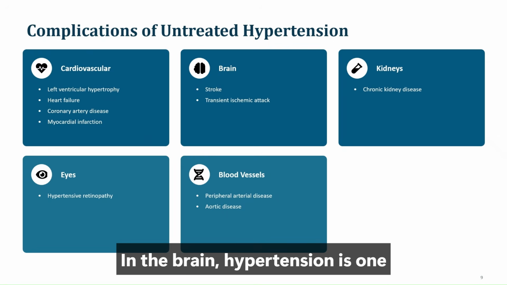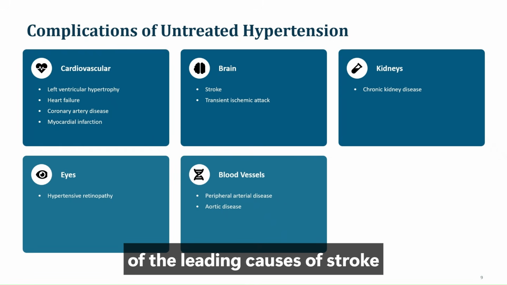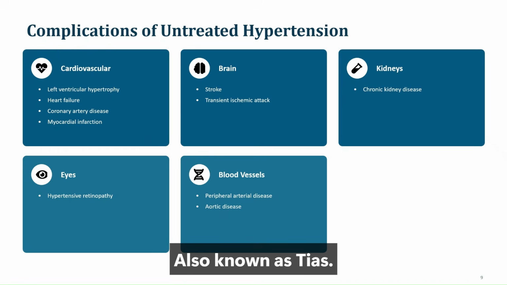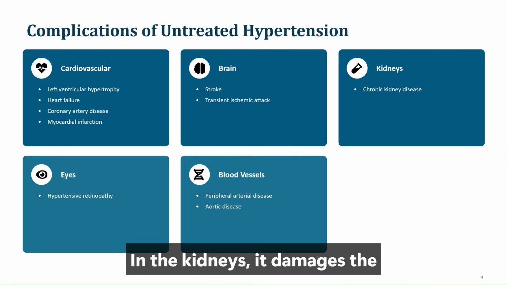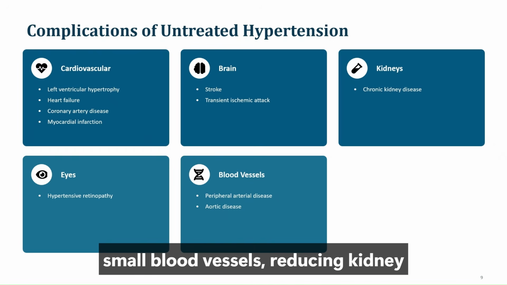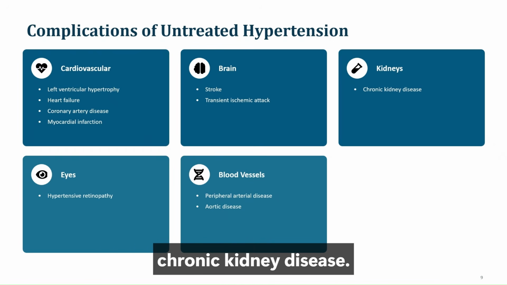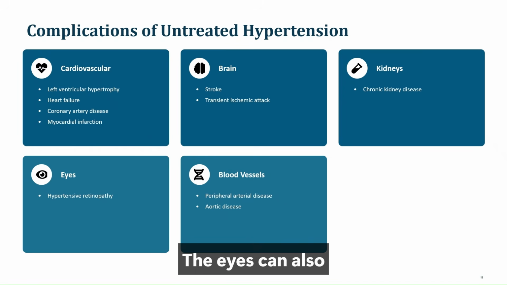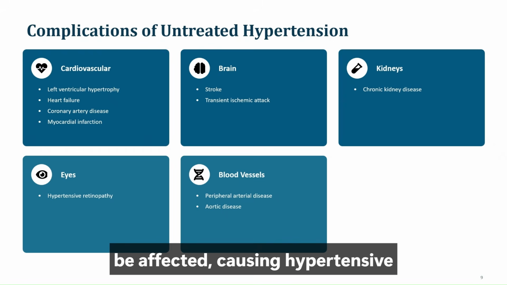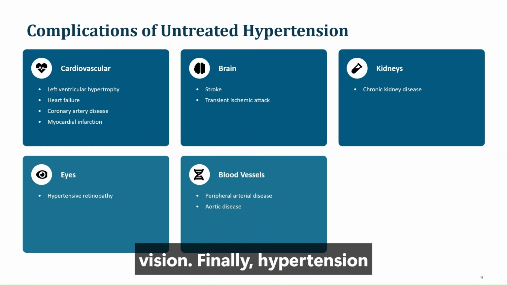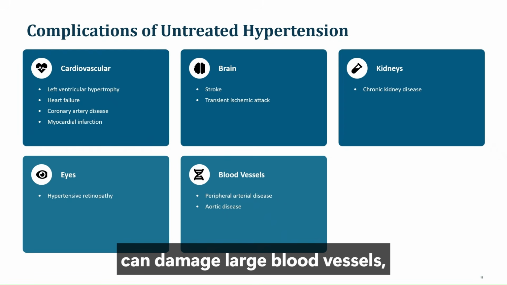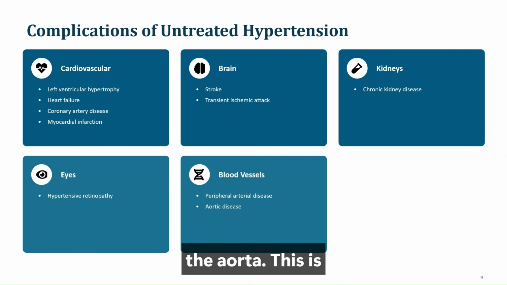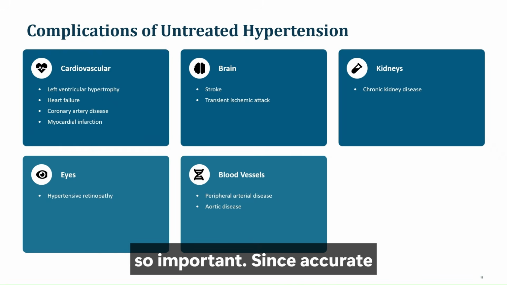In the brain, hypertension is one of the leading causes of stroke and transient ischemic attacks, also known as TIAs. In the kidneys, it damages the small blood vessels, reducing kidney function and potentially leading to chronic kidney disease. The eyes can also be affected, causing hypertensive retinopathy, which may impair vision. Finally, hypertension can damage large blood vessels, increasing the risk of peripheral arterial disease and diseases of the aorta. This is why early diagnosis and treatment are so important.